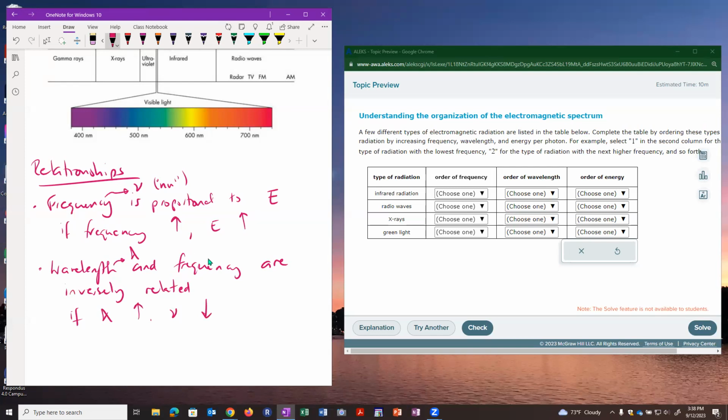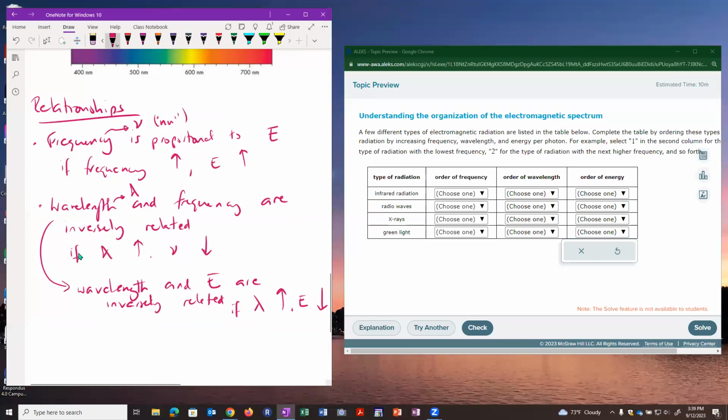And we can now use the first relationship to tie that in. If frequency and energy are directly related, then we can say also that wavelength and energy are inversely related to each other. What that means is if the wavelength goes up, the energy is going to go down, and vice versa. If the wavelength goes down, the energy is going to go up. It's not a convoluted relationship, but it's important to know.